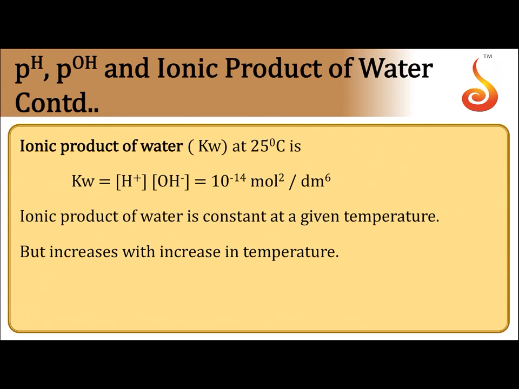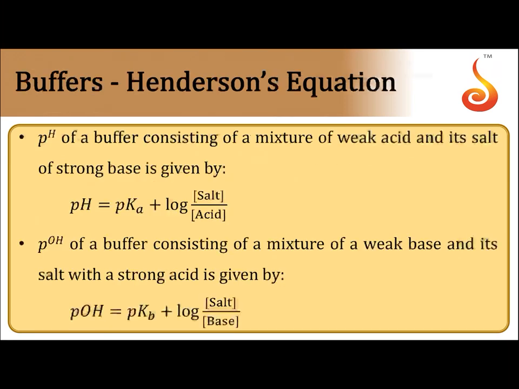Now, the ionic product of water. The product of ionic concentrations of H plus and OH minus is called the ionic product of water. The value is constant only at 25 degrees Celsius, so it depends upon temperature. The higher the temperature, the higher the concentration of H plus and OH minus, thereby the product also increases. And if we decrease the temperature, it decreases. The product of H plus and OH minus of water itself, or any aqueous solution, is called the ionic product of water.